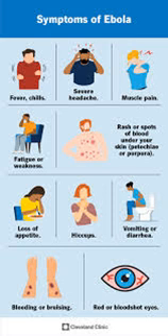Gastrointestinal symptoms: nausea, vomiting, diarrhea, and abdominal pain. Skin rash: rash may develop in some cases. Bleeding: internal and external bleeding, including bleeding from gums, eyes, and rectum, and sometimes bleeding from the nose. Other symptoms: red eyes, sore throat, chest pain, and difficulty breathing.